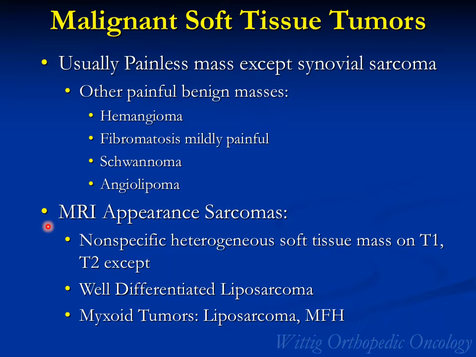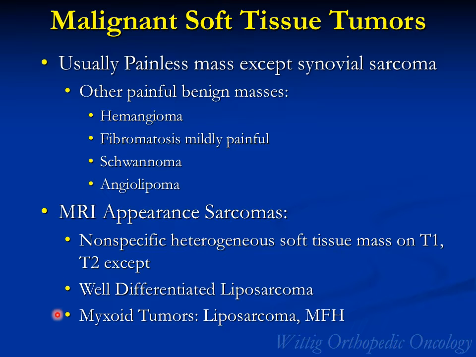The MRI appearance of a sarcoma is nonspecific. It usually presents as a nonspecific heterogeneous soft tissue mass on T1 and T2 weighted images. And the reason why it's heterogeneous is that the majority are high grade and they have necrosis and hemorrhage within them, which causes a varying appearance in different areas of the mass.